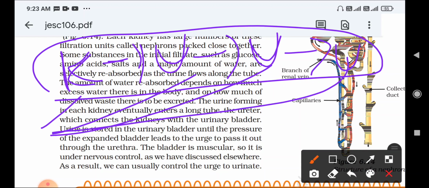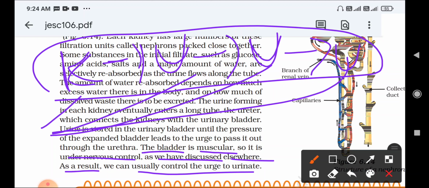Okay, the bladder is muscular, so it is under nervous control. The urinary bladder is under the control of the nervous system, as we have discussed elsewhere. As a result, we can usually control the urge to urinate. The urine stored in the urinary bladder is controlled by what? The nervous system, so we can usually control the urge of urine.